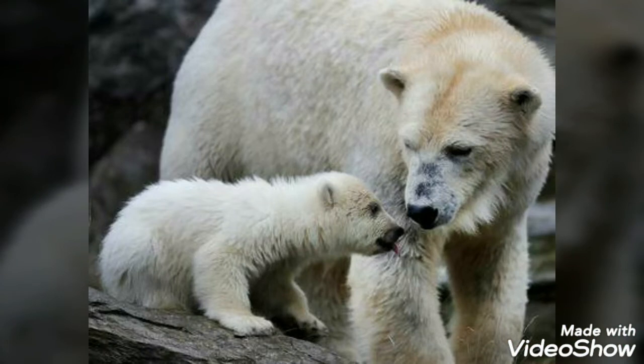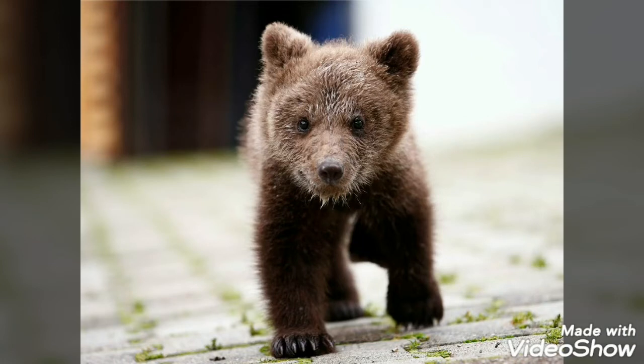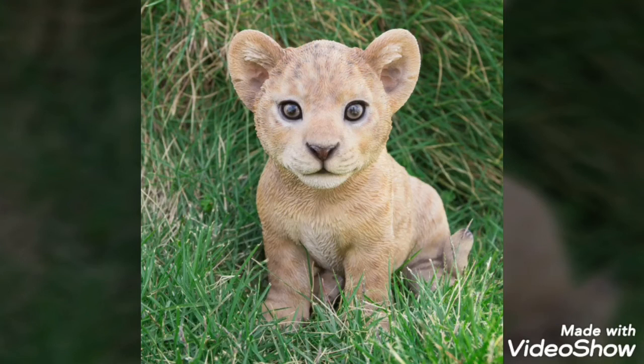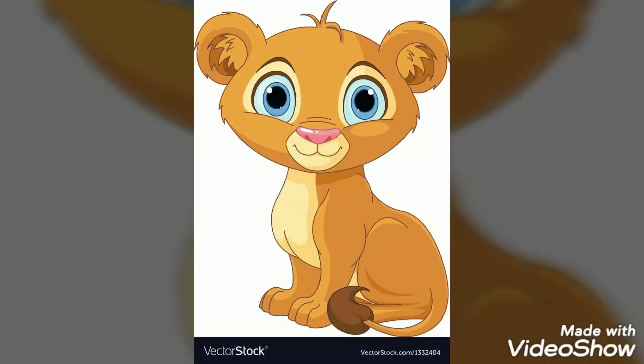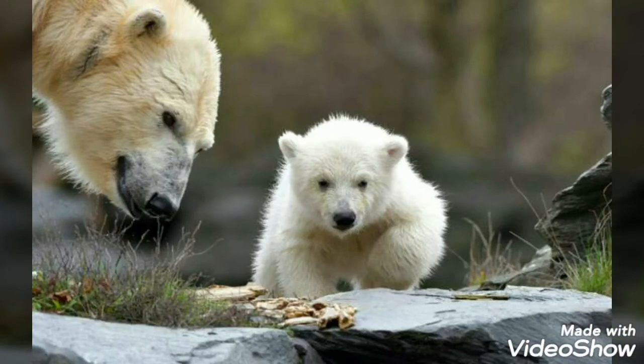And the word cub also has the sound u in the middle. The cub is the baby of the bear. Cu, cu, cub. Also, a cub is a baby of a lion. Repeat after me. So, it's a baby of a lion or a baby of a bear.